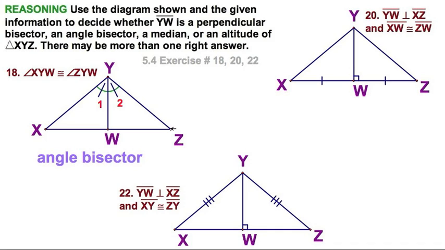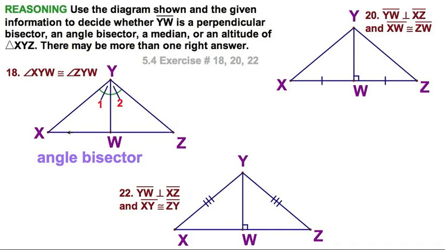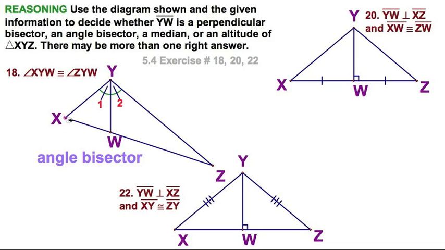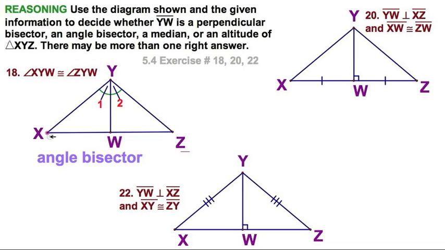Perpendicular bisector, median, altitude. All I've got to do is tug on this. Let me do that again. All I've got to do is this. Aha. And I can show you no. All you've got there is an angle bisector. I don't have any information, nothing to say perpendicular, nothing bisecting, and nothing about altitude. So, angle bisector, that's all you've got. That was easy. Let's go to 20.